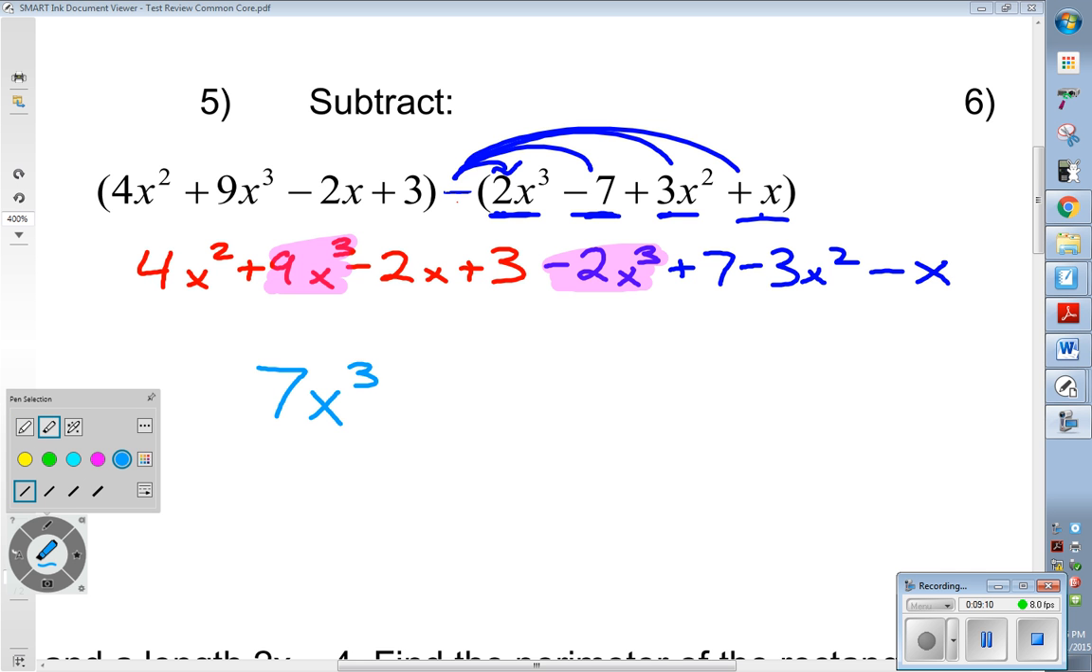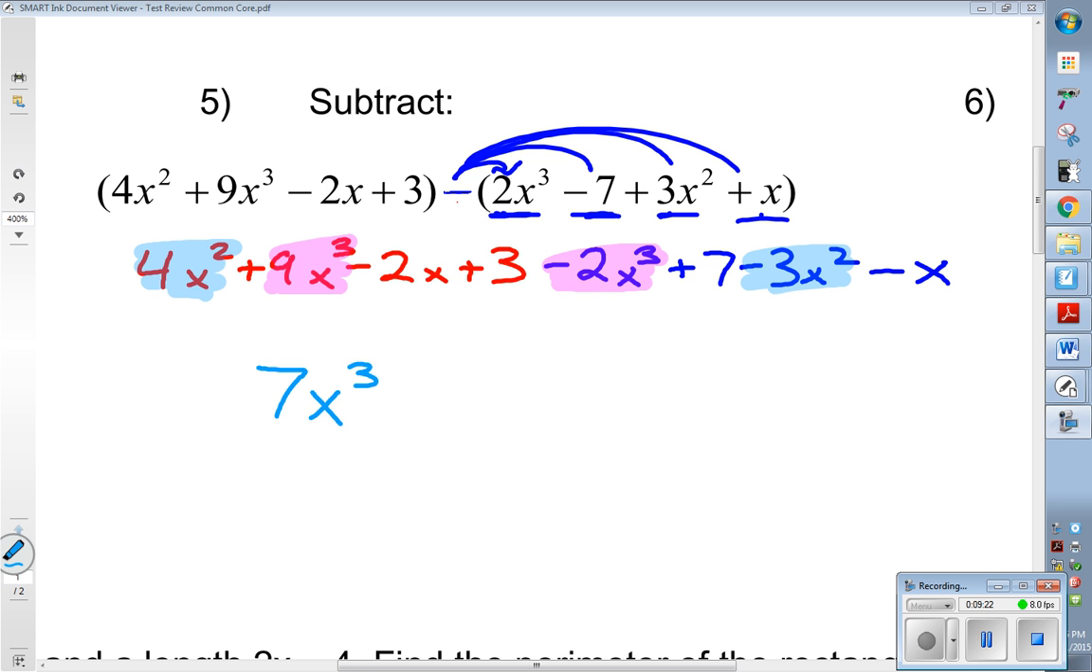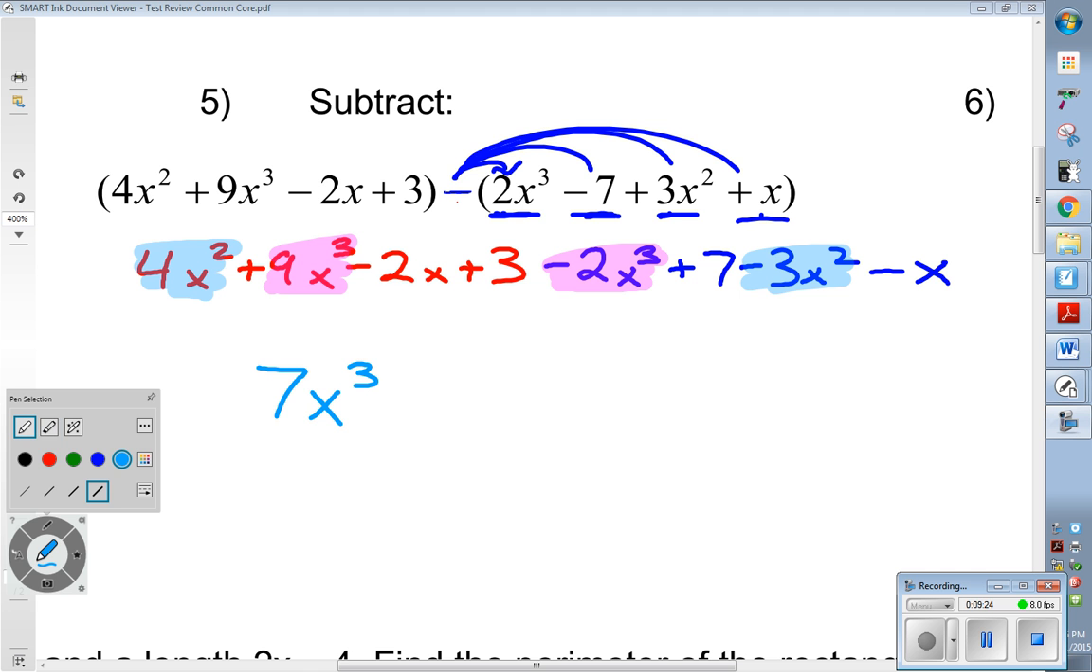And then I'm going to go to the next one. Okay, so I'm going to look at the next chunk here. Well, I've got an x squared right there, 4x squared. I'm going to look for anything else that's squared. I've got a negative 3x squared. So 4x squared minus 3x squared would give me plus 1x squared.